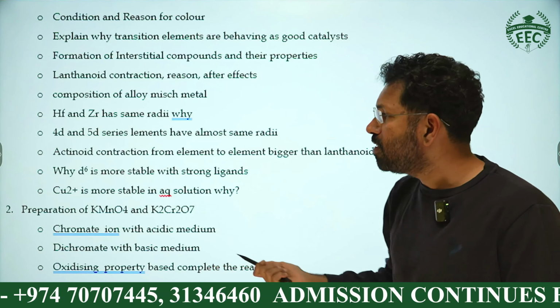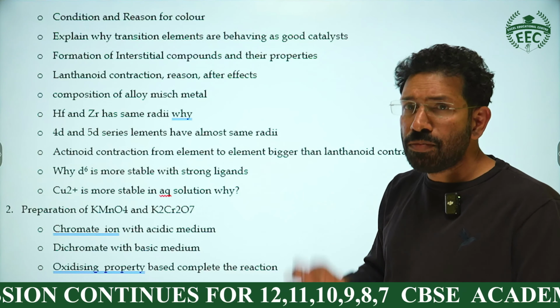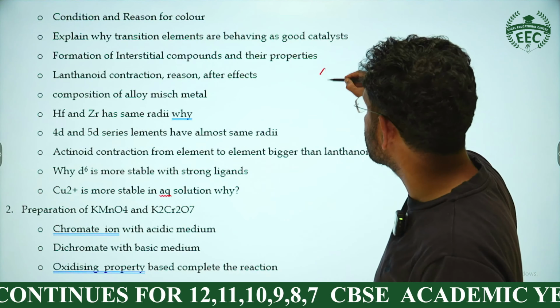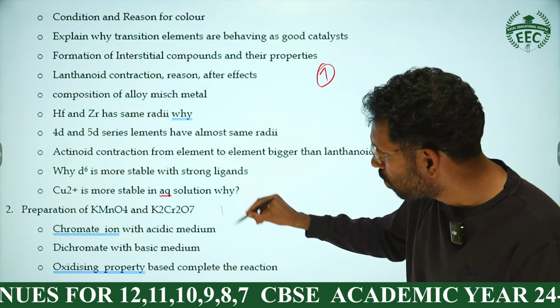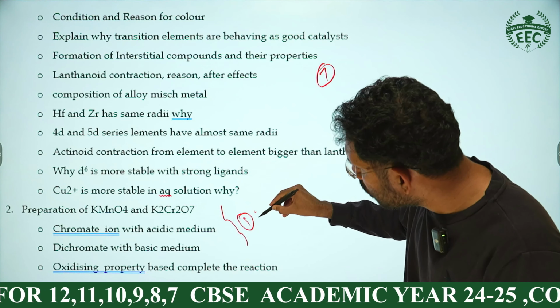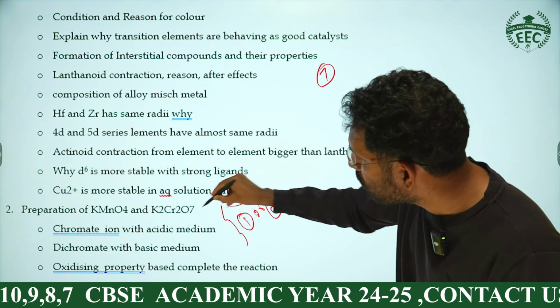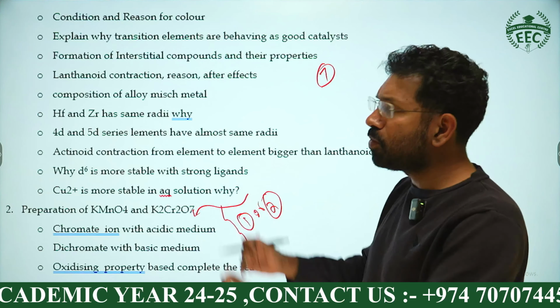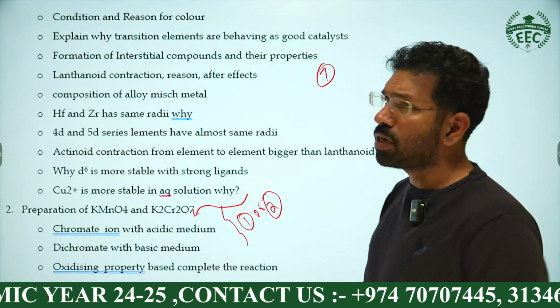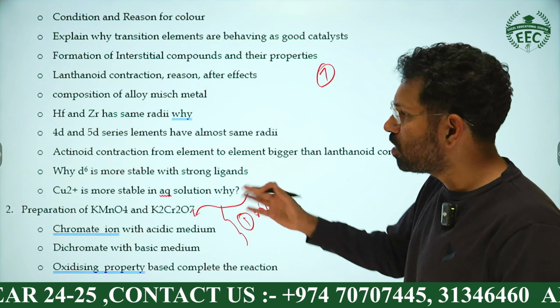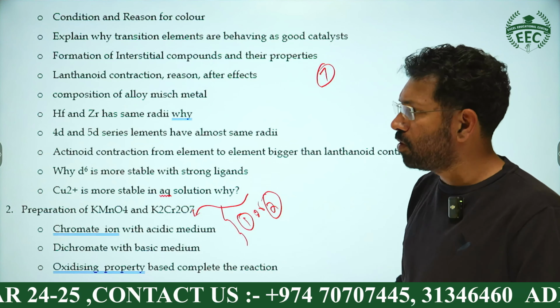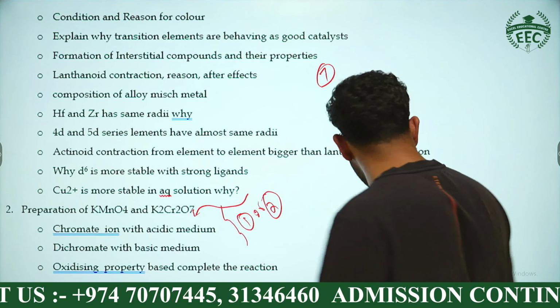The preparation is an area: potassium permanganate and potassium dichromate. The d block element chapter has a weightage of 7 marks. Out of 7 marks, probably 1 or 2 marks will come from this area: preparation and chemical properties of potassium dichromate, preparation and properties of potassium permanganate. 1 or 2 questions will come. Okay, this is a method, right? So this is very, very important. Remember that. So we are moving to the next chapter now.